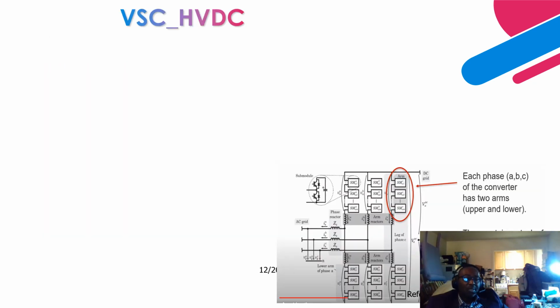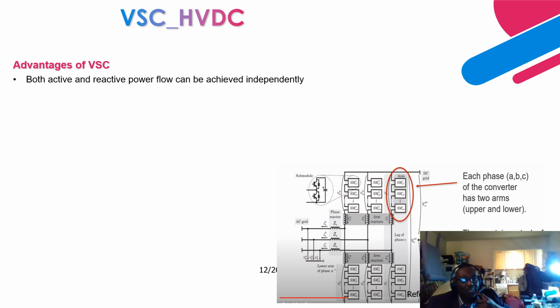Next, we'll talk about the advantages of the voltage source converter. Remember I indicated that the voltage source converter basically became the technology of choice over line commutated converters, and it allows you to control independently the active and reactive power flow. So you can achieve a bidirectional flow, as compared to line commutated converters that have only one direction of flow. If you want to reverse the direction of flow, you have to shut down the converter and reverse or swap the polarity of the cables.